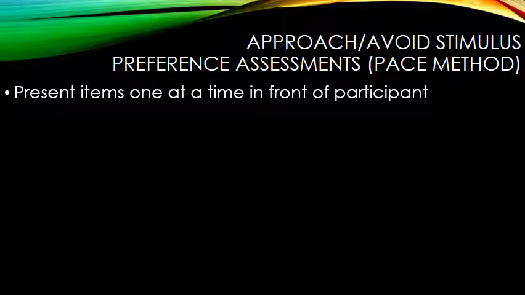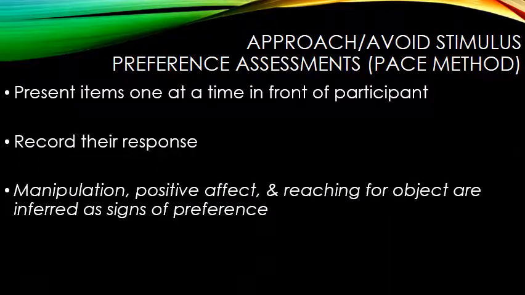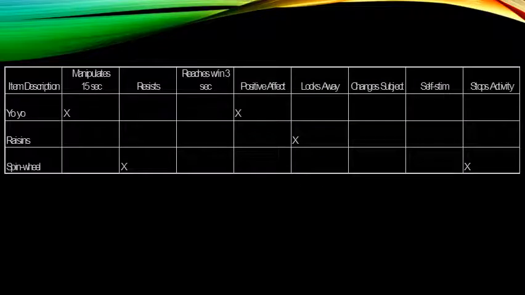So again, with the approach or avoid stimulus or single stimulus preference assessment, items are presented one at a time in front of the participant, and their response is recorded. We also record whether or not they manipulate the item, what their affect looks like, so are they smiling while they're interacting with it, do they reach for objects, and all of these things indicate that they're probably preferred if they're actually approaching the item.